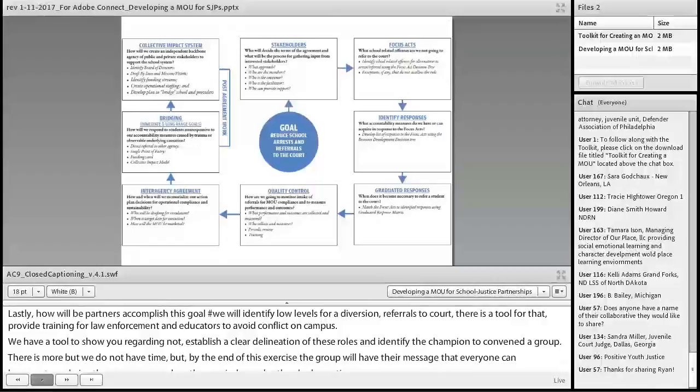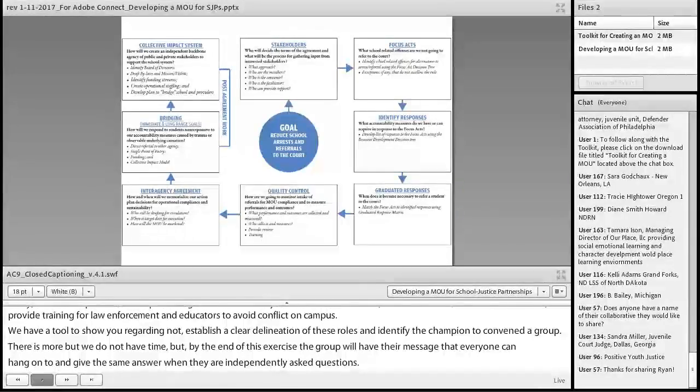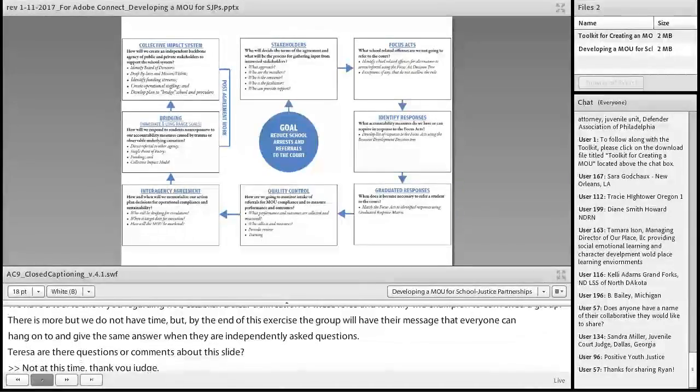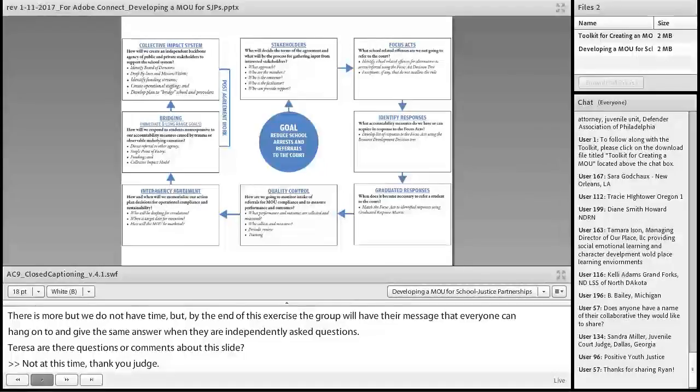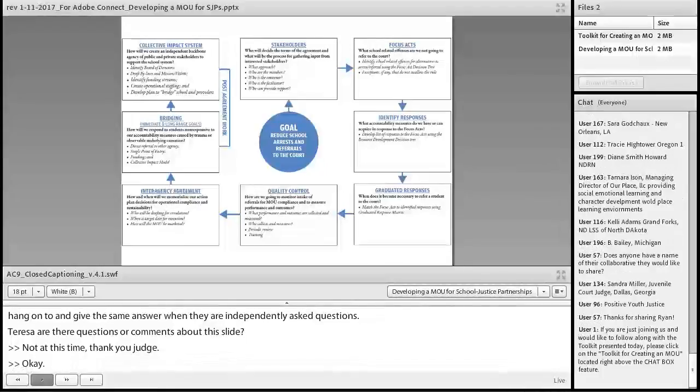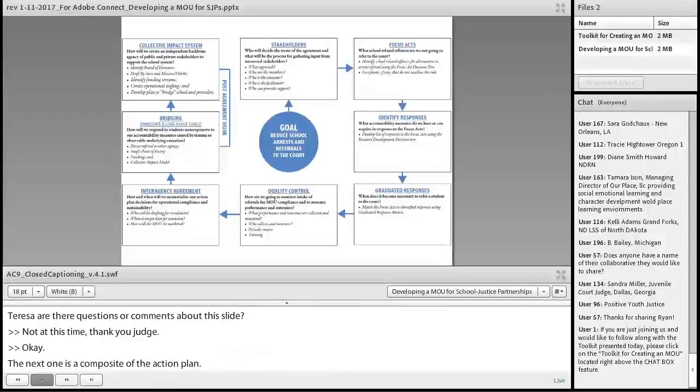Okay. So this next one, all right, what you have here is a composite of the action plan. Now, at the end of this, I'm going to run you through quickly what is really a strategic plan. I just call it an action plan. But each of these boxes, like you see here, stakeholders, focus acts, identify responses, are broken down into single sheets with goals, who's responsible, the date, for your convenience, okay? But right now, I just want to give you this global look at it, and this is what we take folks through during the technical assistance.